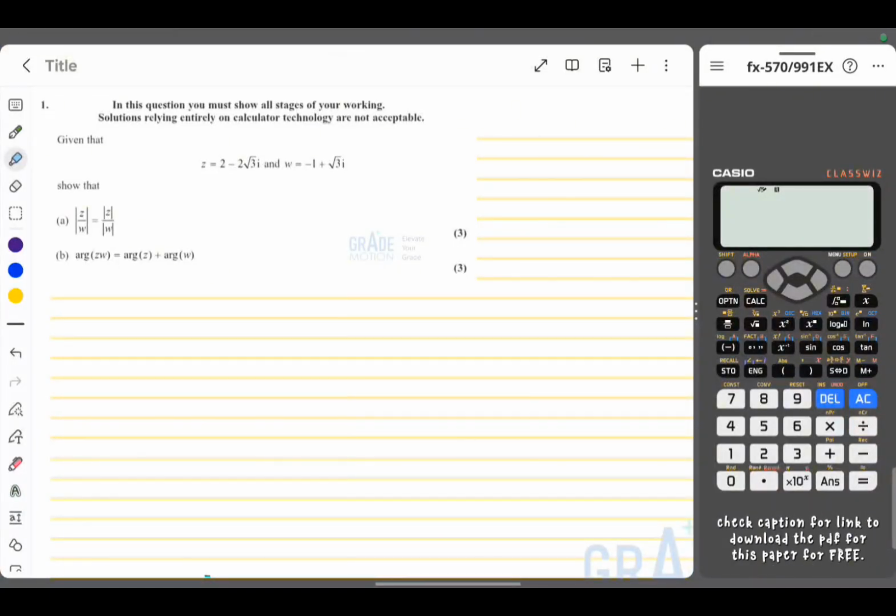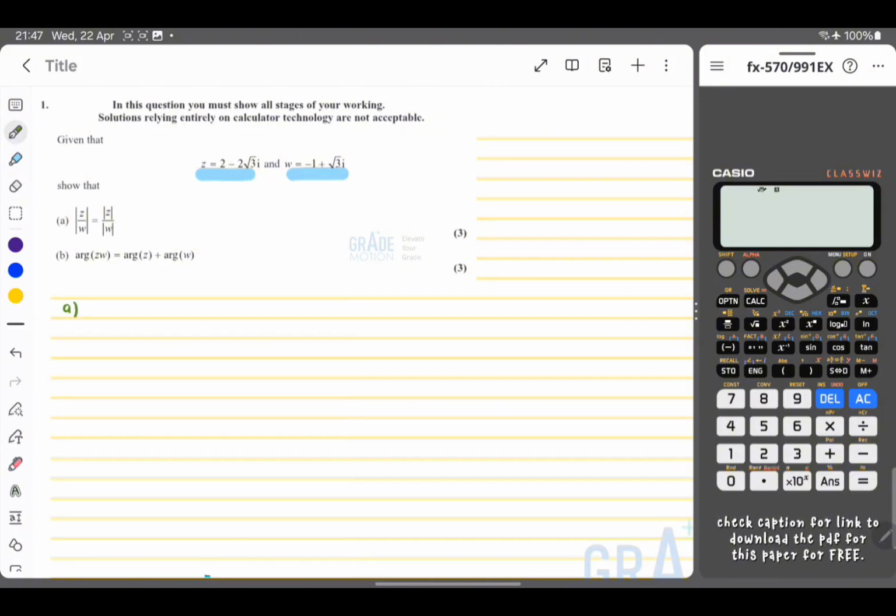For question number 1, we have a complex number question where they give us two complex numbers Z and W. For both A and B, they want us to prove different concepts using these two terms. Let's start with part A. For part A, they want us to prove the modulus connection.